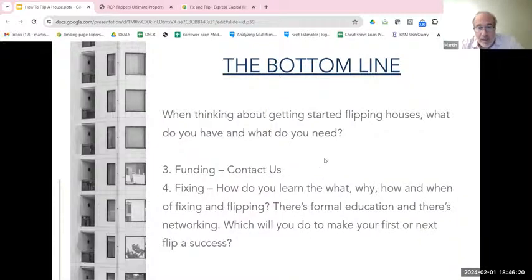Funding: please contact us, whether it's hard money or a permanent 30-year fixed. We can also do commercial properties.